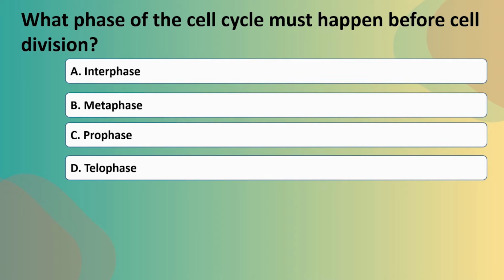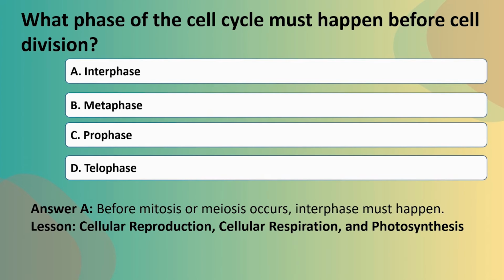So let's recall that the cell cycle is actually a circular process which regulates cell division, and that it can be divided into two major phases, interphase and the mitotic or M phase, which actually includes options B, C, and D, metaphase, prophase, and telophase. So what does that leave us with? Answer option A. And that's because before mitosis or meiosis can occur, interphase must happen.